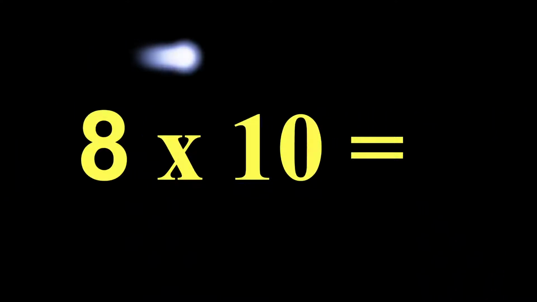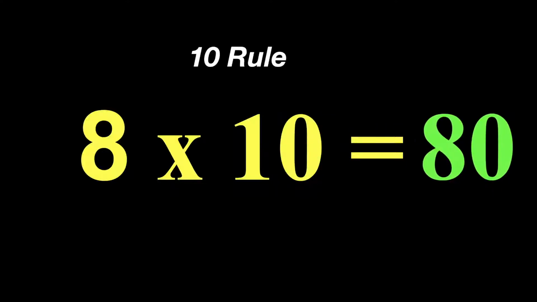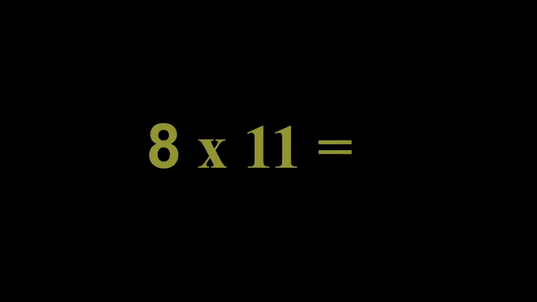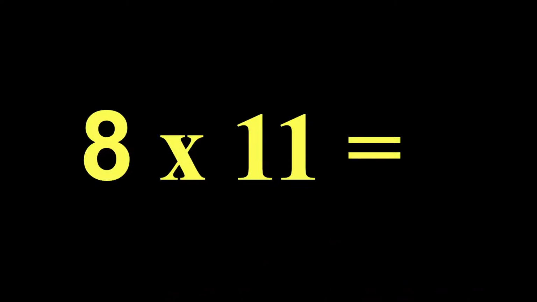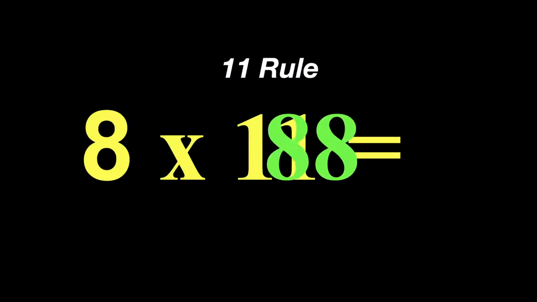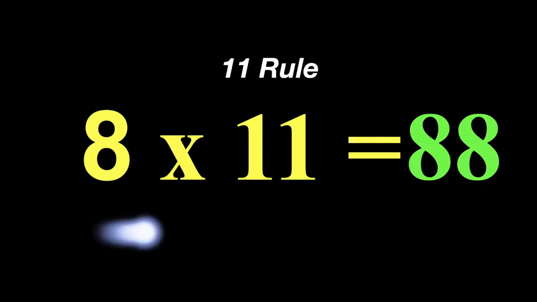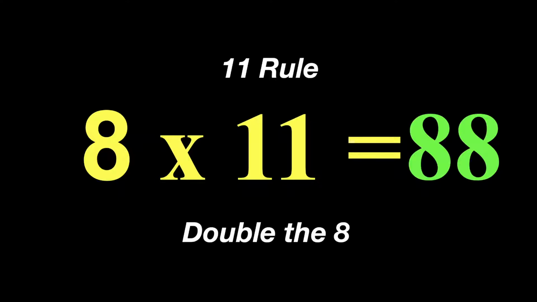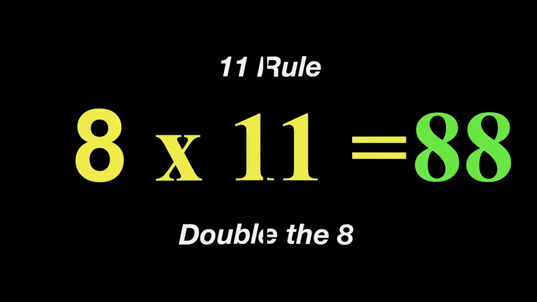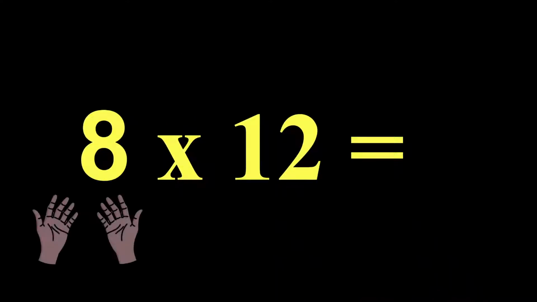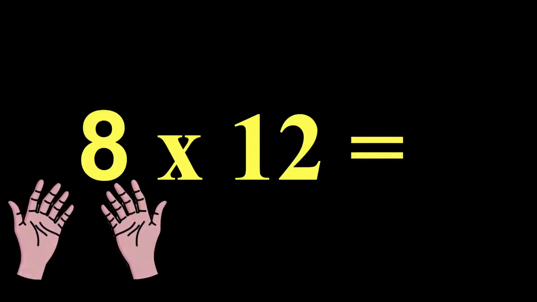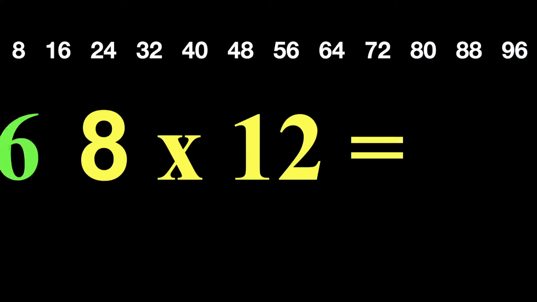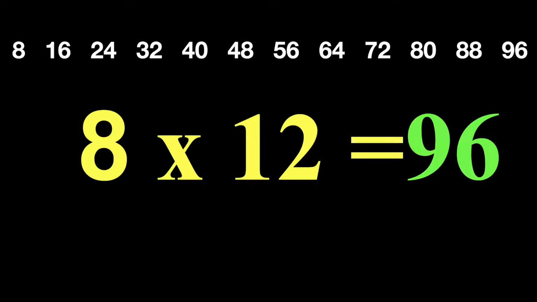8 times 10, that's pretty easy because of the 10 rule, and you just have to add a 0. 8 times 11 would be the 11 rule, and the 11 rule is you just have to double, in this case, the 8, so 8, 8 would be 88. 8 times 12, I'm just going to put them up there. It'll come, by the way, and eventually you'll memorize your facts, but just keep at it. Don't give up. All right, let's try some in random order.